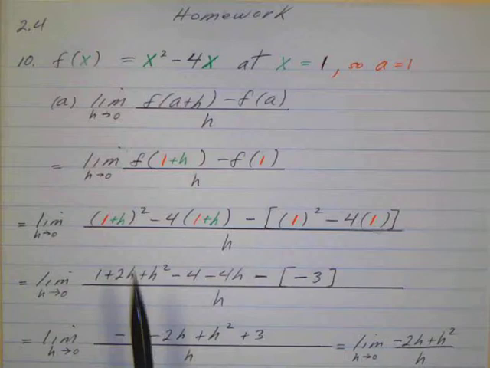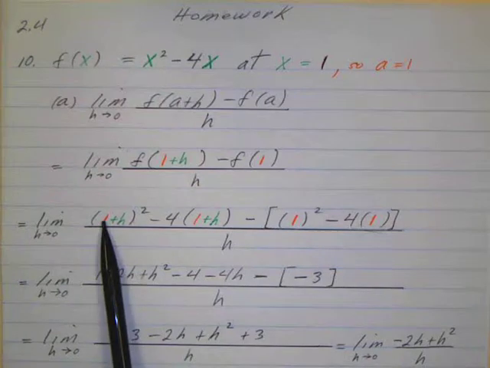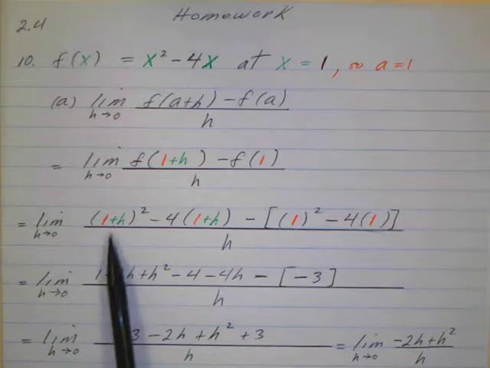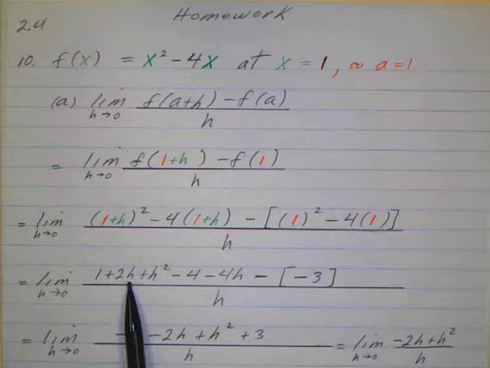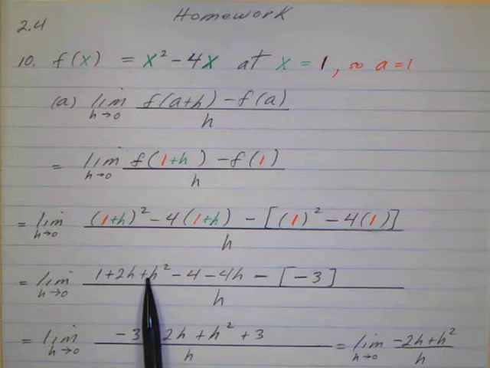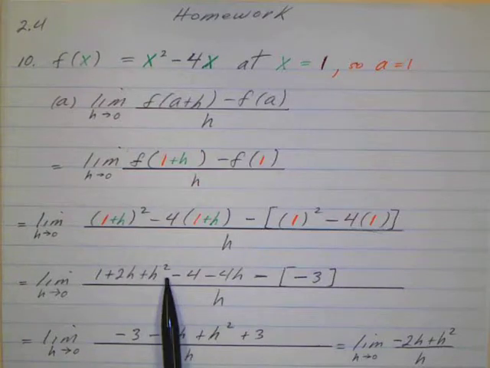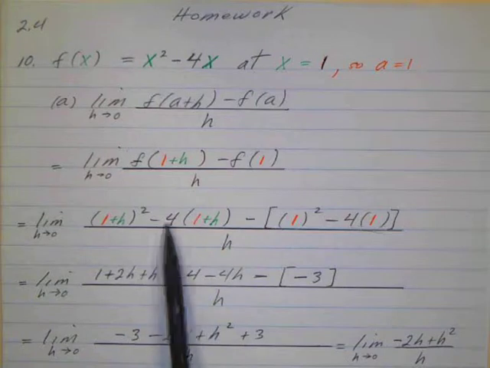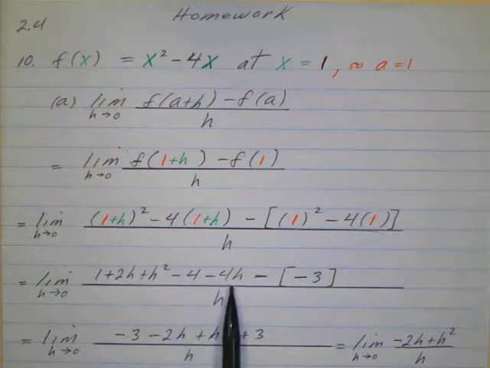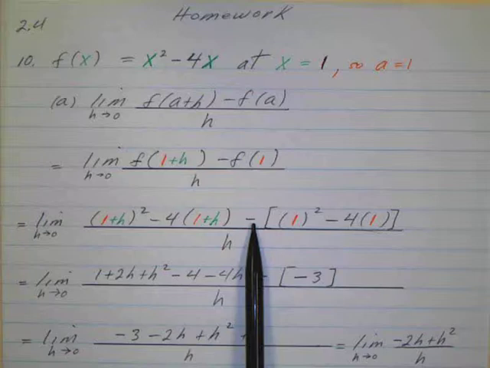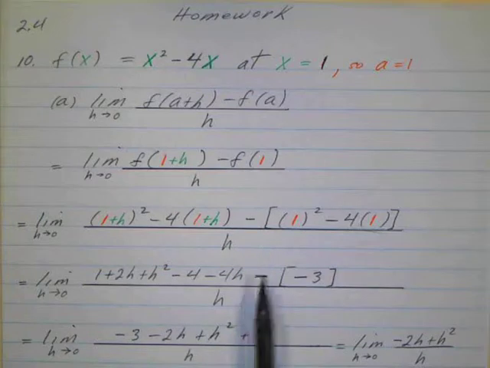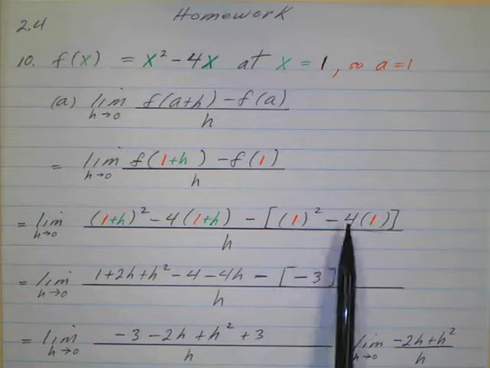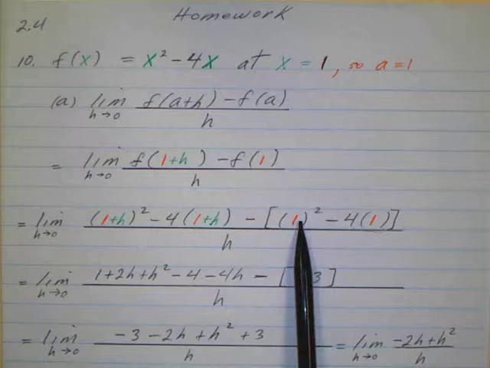Then we have to multiply this out. So this is going to be 1 squared plus twice the product plus h squared minus 4 times 1 is 4, and negative 4 times h is negative 4h. And then minus, and what I can do is simplify this. 1 squared minus 4 times 1, or 1 squared minus 4, is negative 3.